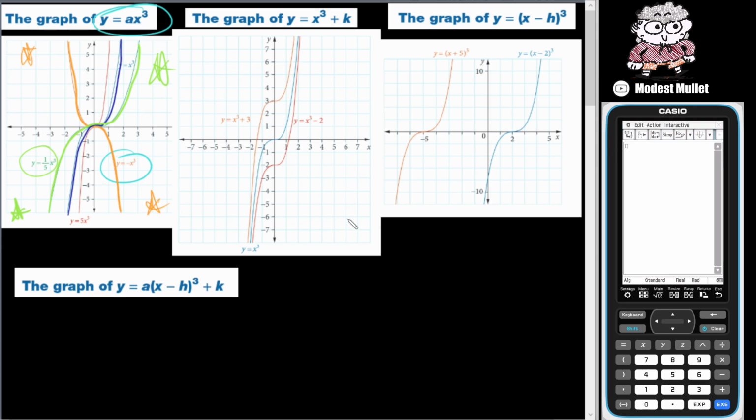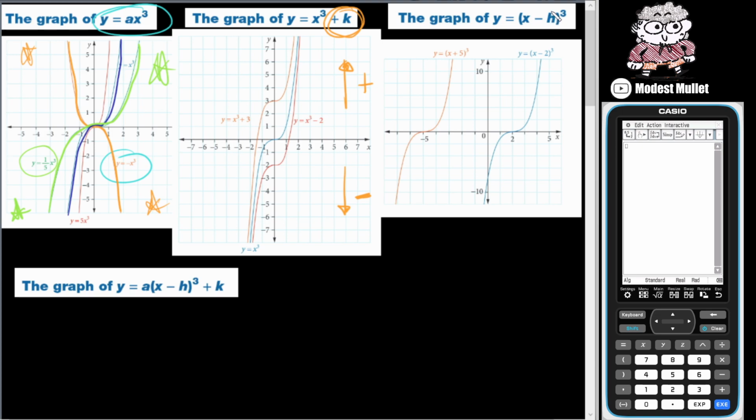From there, we can start to apply some more transformations. We can apply a plus k on the end, which acts as a vertical translation. Positive values of k result in translating vertically up, along the y-axis in the positive direction. And if k is negative, then it is translated down.